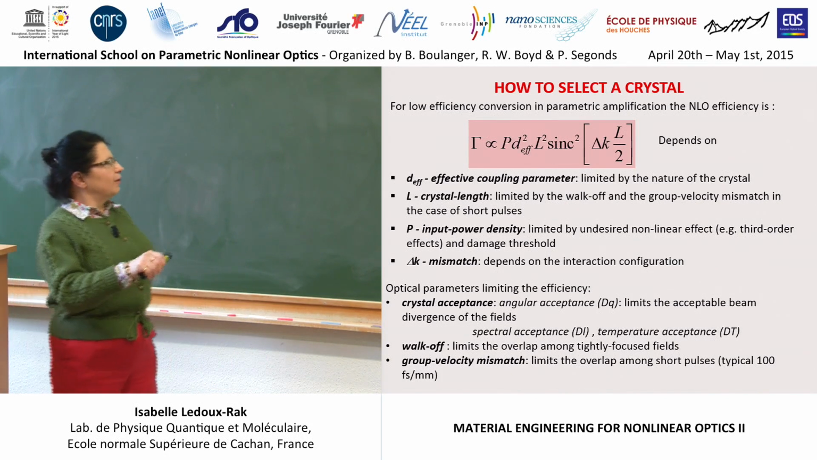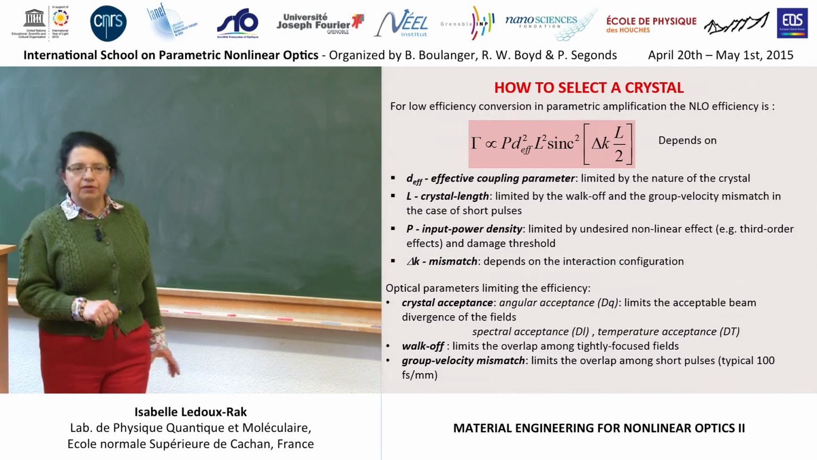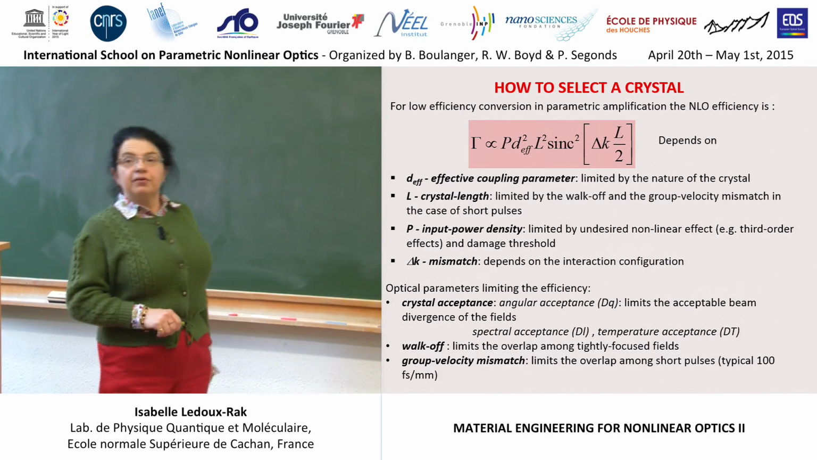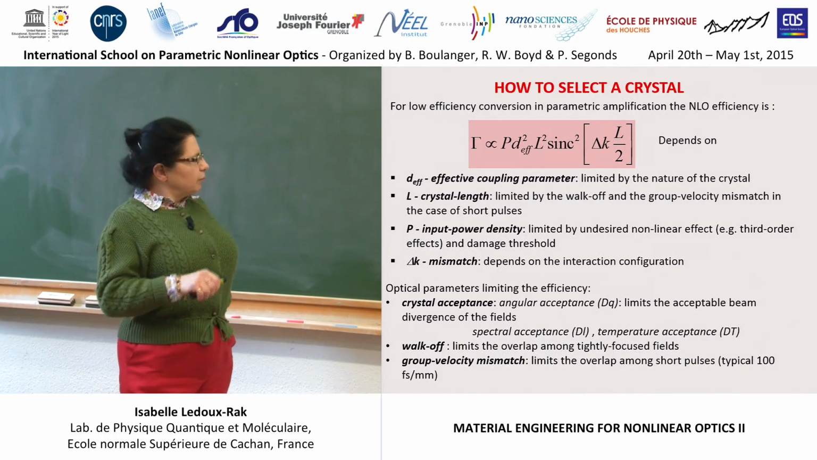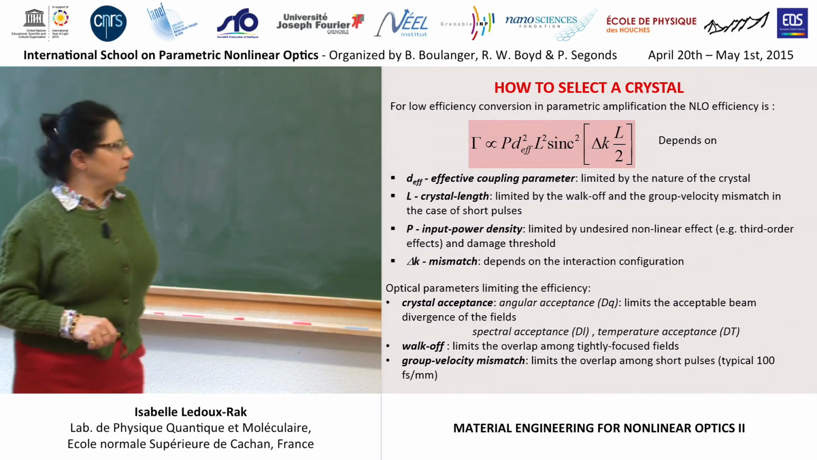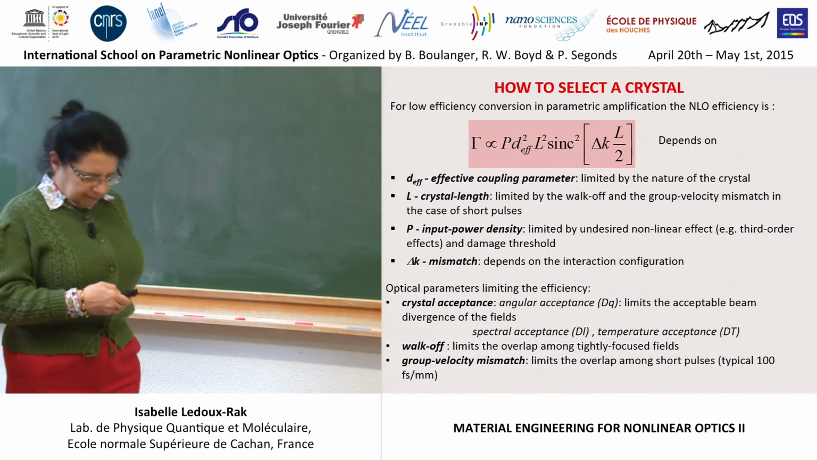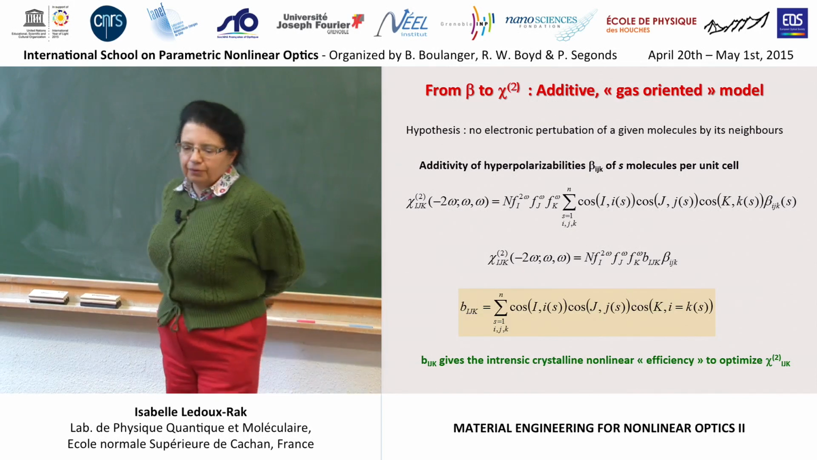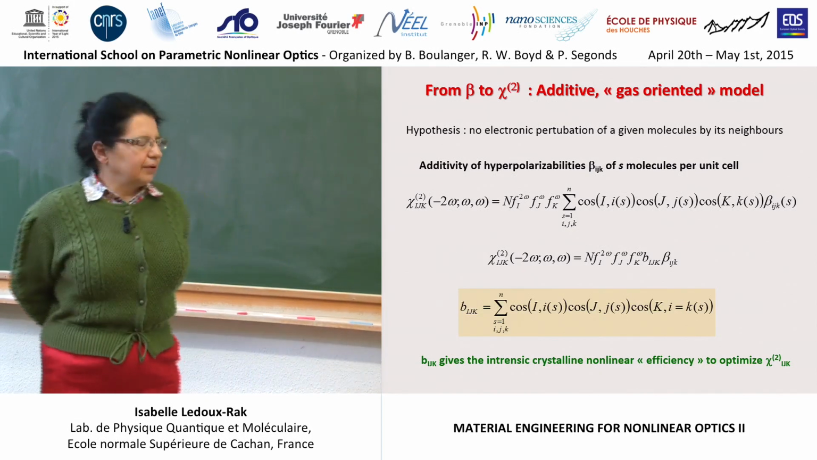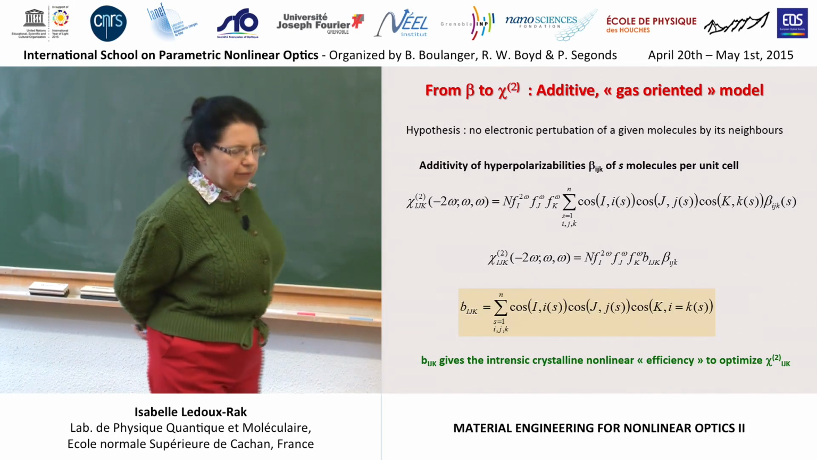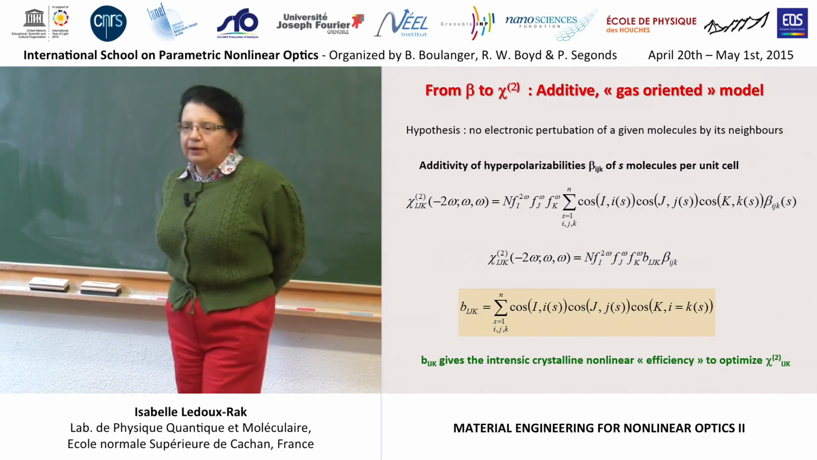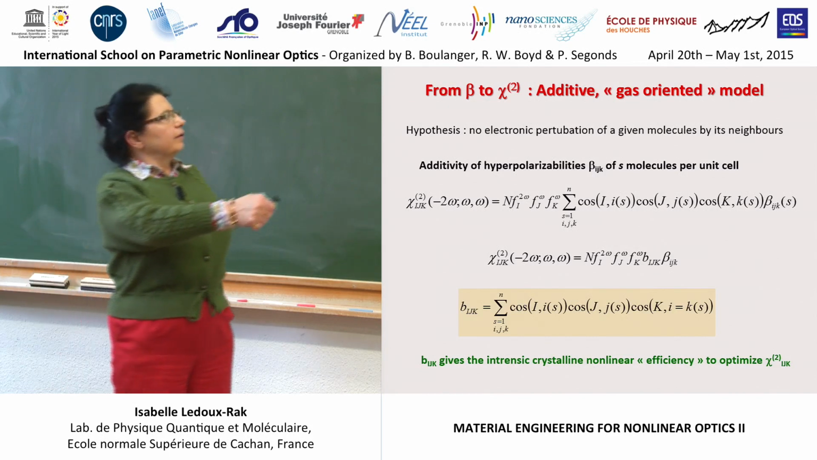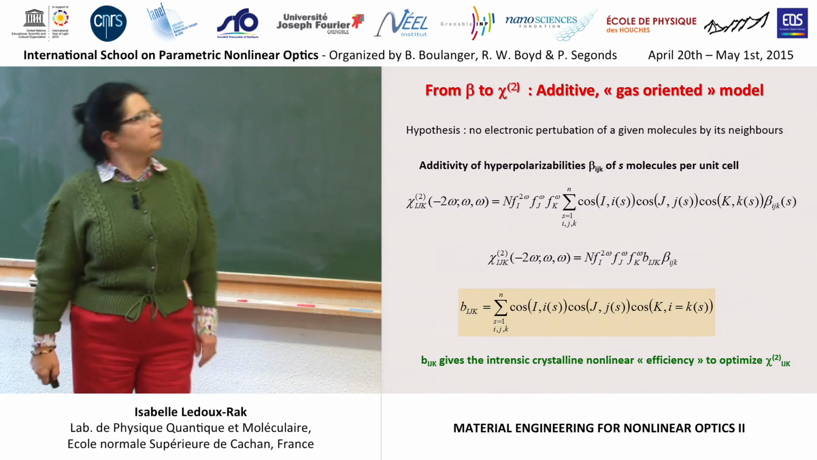So you have seen all these notions previously, so you can see that depending on the kind of application, depending on the source, then you must focus on some of these requirements. So now let's go really to the more central topic, which is how to come from beta, from a nonlinear response at the molecular level, to a macroscopic response, Chi2.